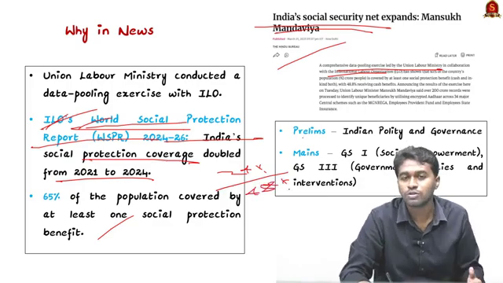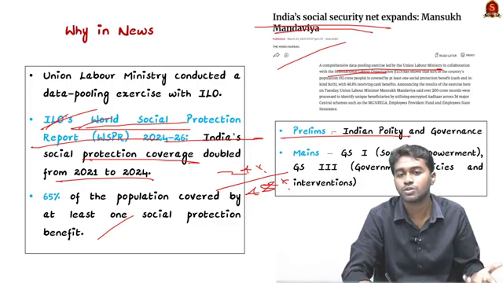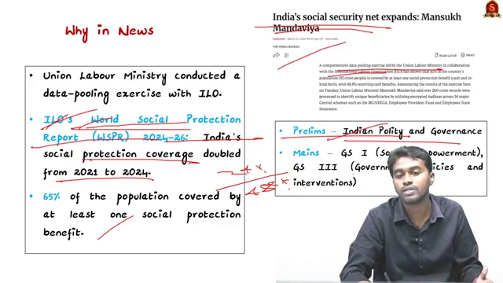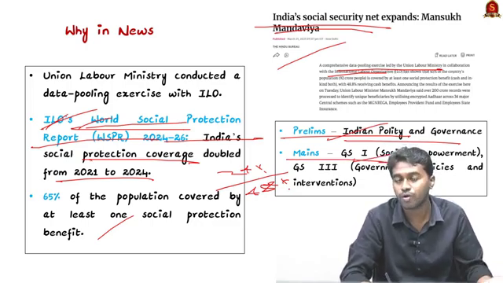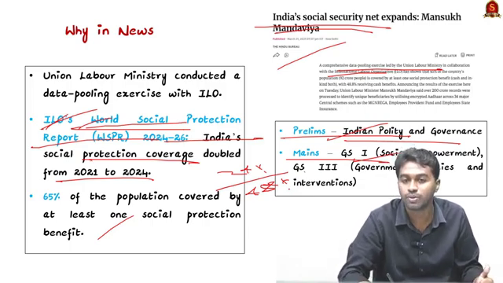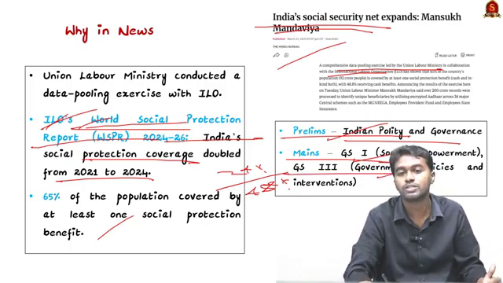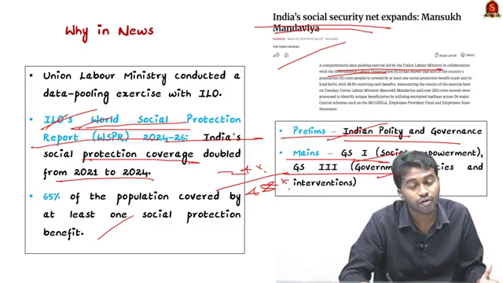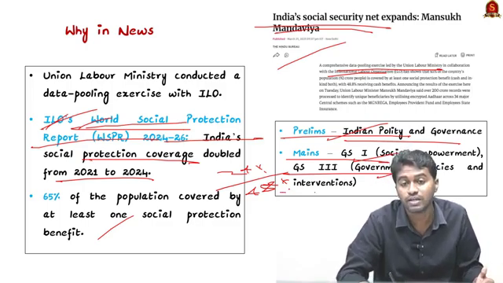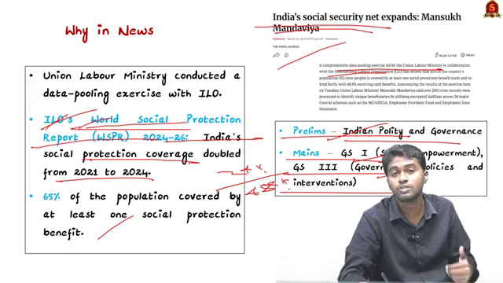And now we are going to see how this topic is relevant to UPSC. In prelims, you can expect questions related to this topic from topics like Indian polity and governance, and in the mains GS paper 1 under the topic social empowerment, you can expect questions related to social security. In GS paper 3 also you can expect questions related to social security from the topic government policies and interventions. So let us discuss more about social security.